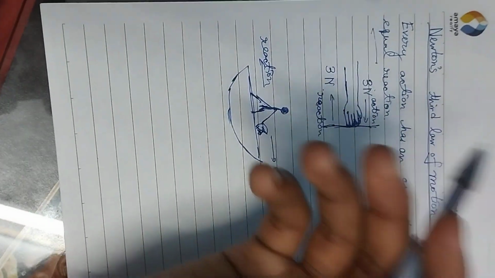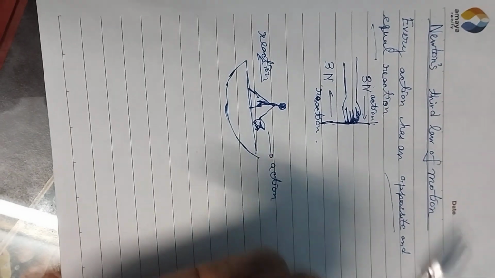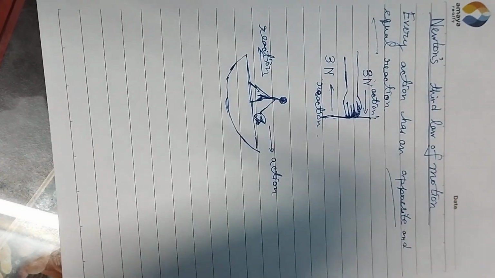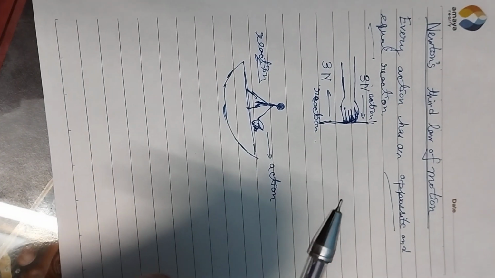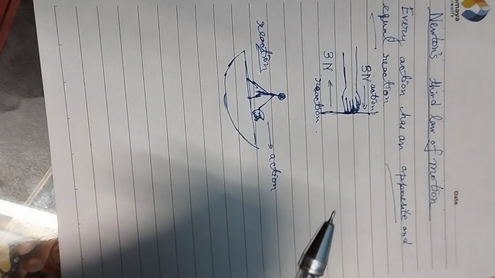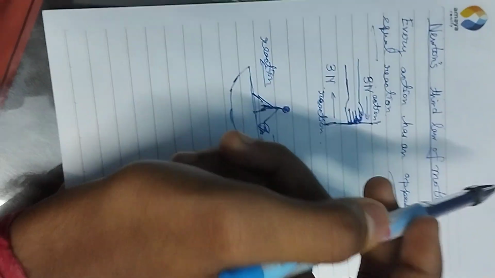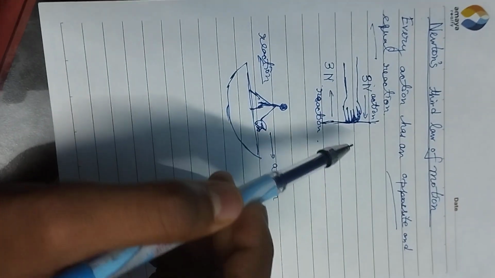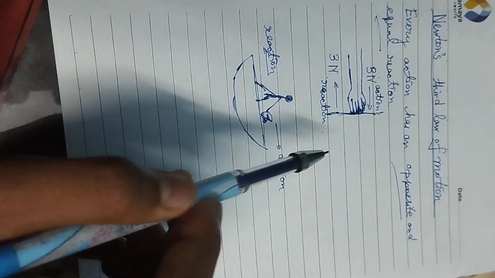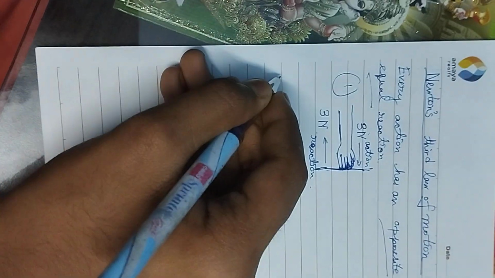Newton has stated 3 laws of motion. Number 1 is Newton's first law of motion, or inertia of motion, number 2 is the second law of motion, and number 3, which I am going to discuss, is Newton's third law of motion. There are 2 examples: number 1 is this, and number 2 is this.